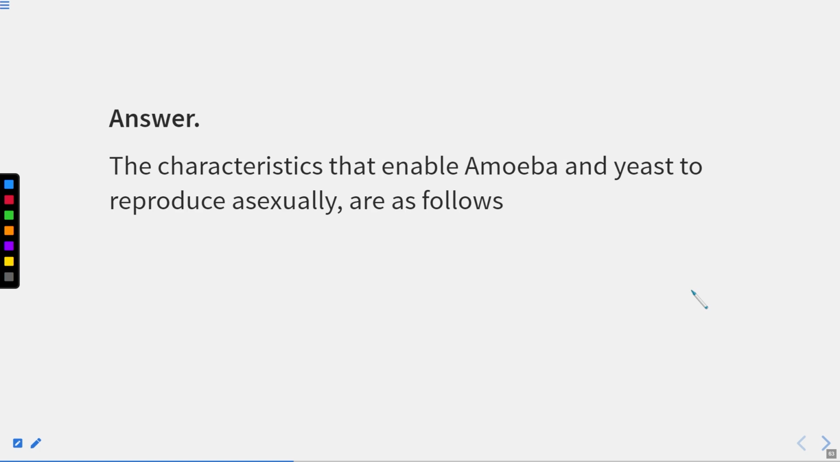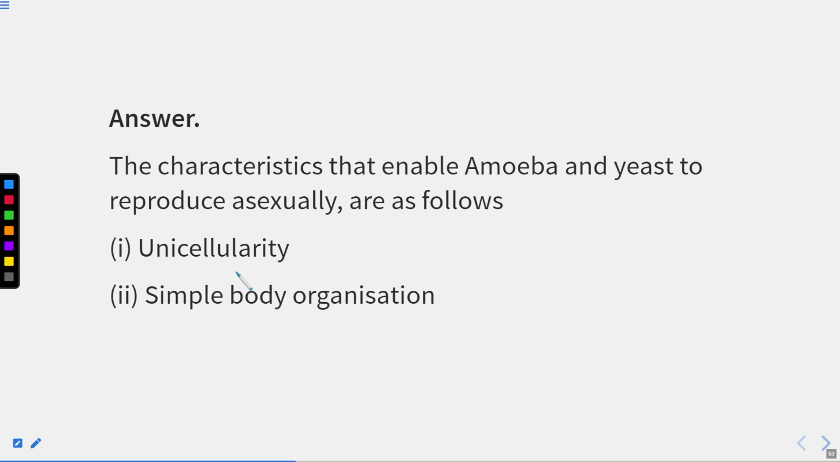Now, let's have a look at the answer. The characteristics of amoeba and yeast to reproduce asexually are as follows. First, they are unicellular organisms, so we can write unicellularity. They have a very simple organization. They are primitive organisms, both amoeba and yeast, and primitive organisms were mostly unicellular. Because they are unicellular, the entire life processes are carried out by the single cell.